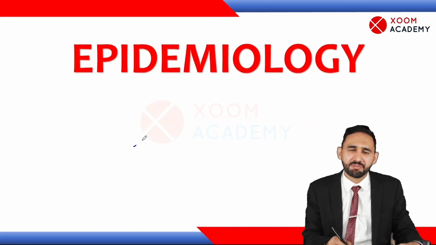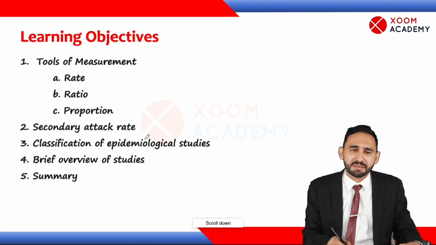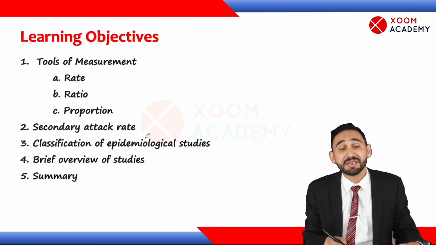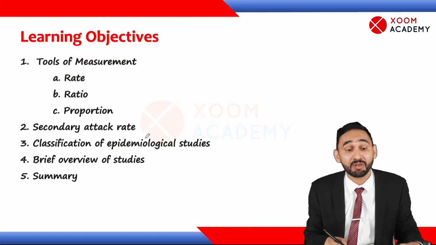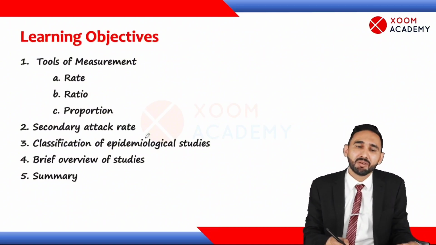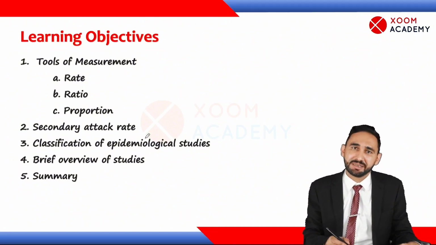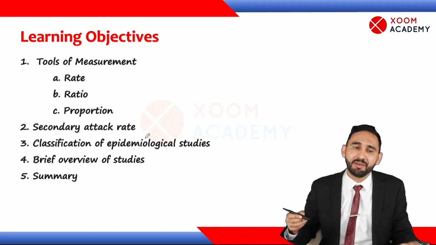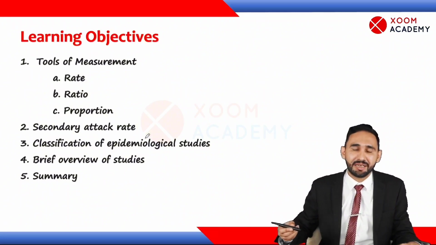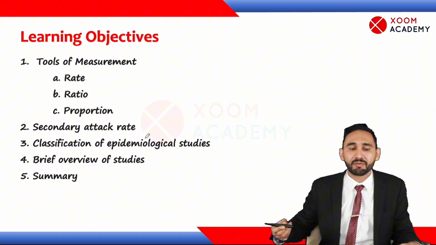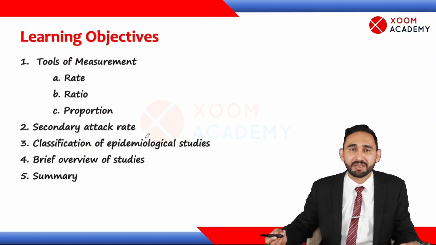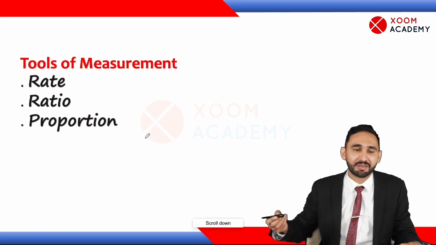Let's continue with epidemiology. In this session, we'll discuss tools of measurements. What is rate? What is ratio? What is proportion? Then we will calculate secondary attack rate. Then we will classify various studies. Then we will give a brief overview of these studies. In the end, we will summarize the session. So let's start with tools of measurement.